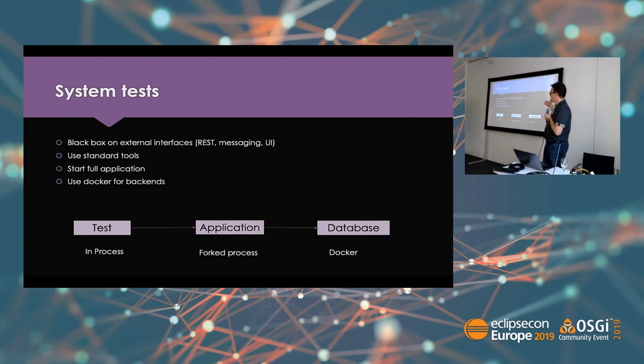So from the system test side, you are really going black box. Really, you're not even inside the framework. Your test typically runs in your Java process, in your test runner process, but then your application runs in a separate process. And if you need infrastructure, a good thing is to use Docker for all your infrastructure.